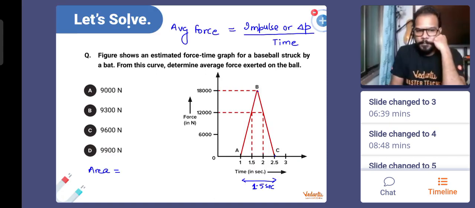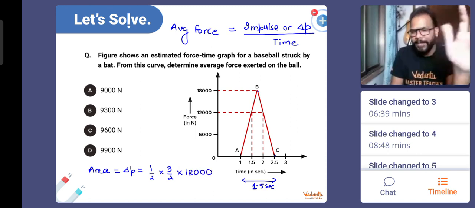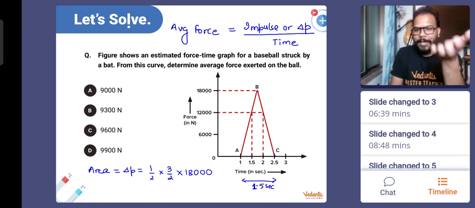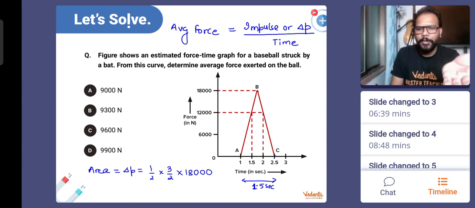Area is half into base, which is 3 by 2, into height, which is 18,000. I'm not even going to simplify this. Trapezium? It's a triangle. Why trapezium? Does it look like a trapezium? It looks like a triangle to me. It's a triangle.